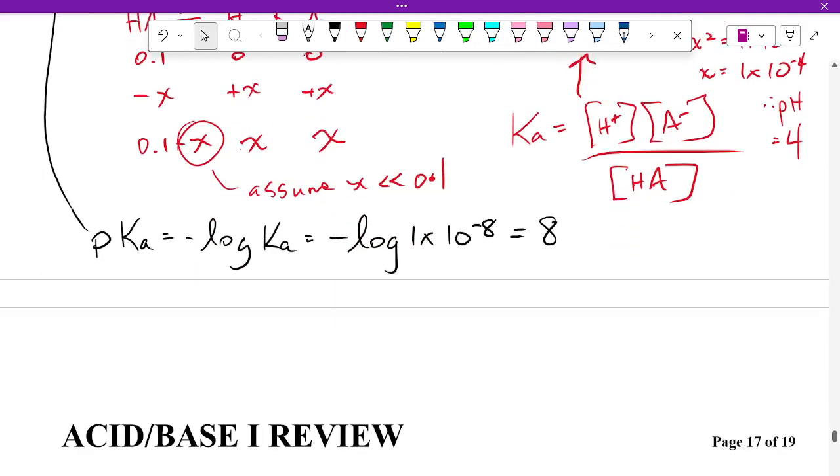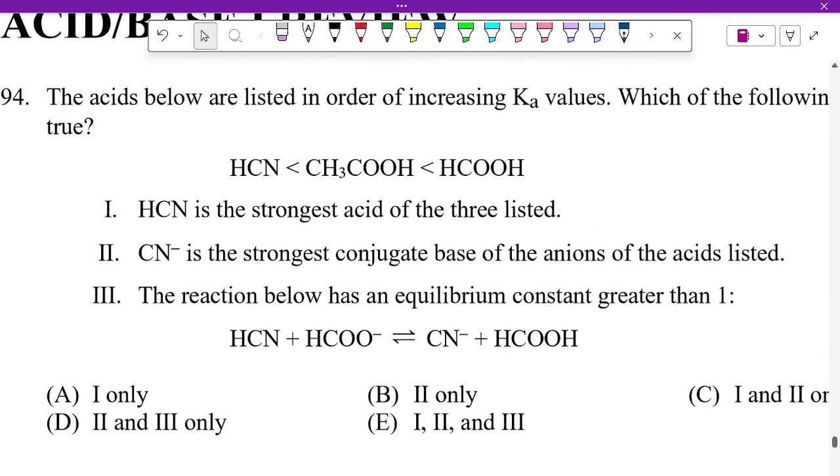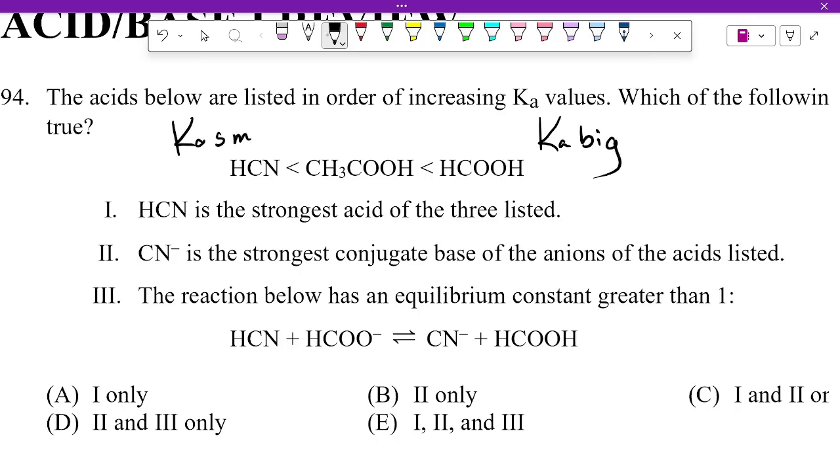94. Here we have acids listed in order of increasing Ka values. So is it true that HCN is the strongest acid? So this is Ka big, this is Ka small, because we're listed in order of increasing Ka values. Is HCN the strongest of those acids? No, because it has the smallest Ka value. No.